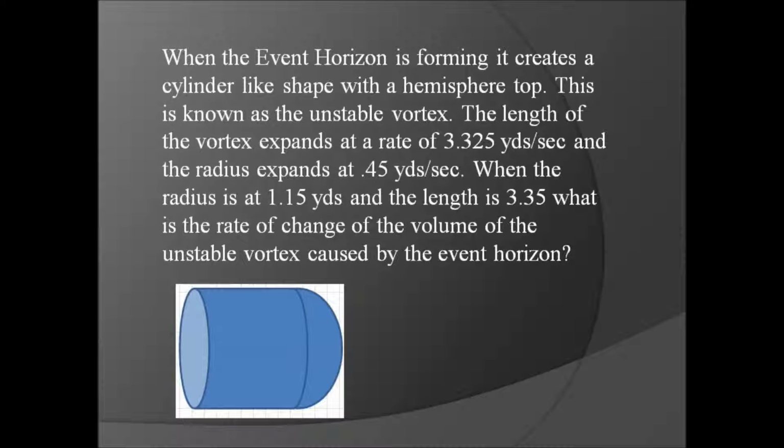The length of the vortex expands at a rate of 3.325 yards per second, and the radius expands at 0.45 yards per second. When the radius is at 1.15 yards, and the length of the cylinder is 3.35 yards, what is the rate of change of the volume of the unstable vortex caused by the event horizon?